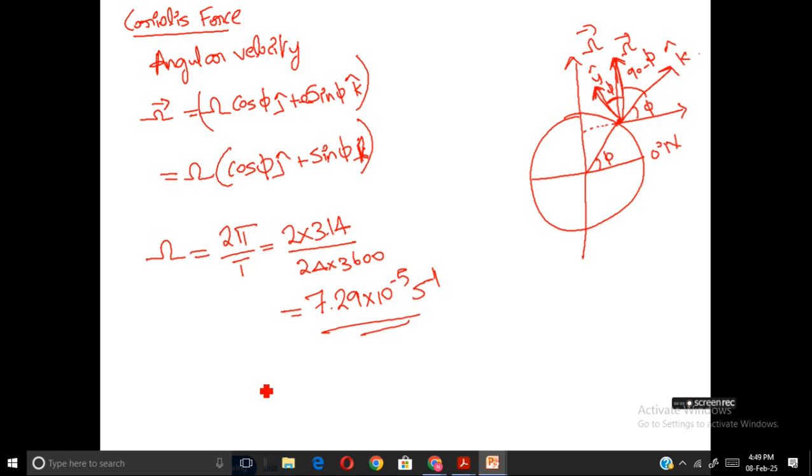Now what is Coriolis force? Coriolis force is basically given by minus 2 omega cross v.